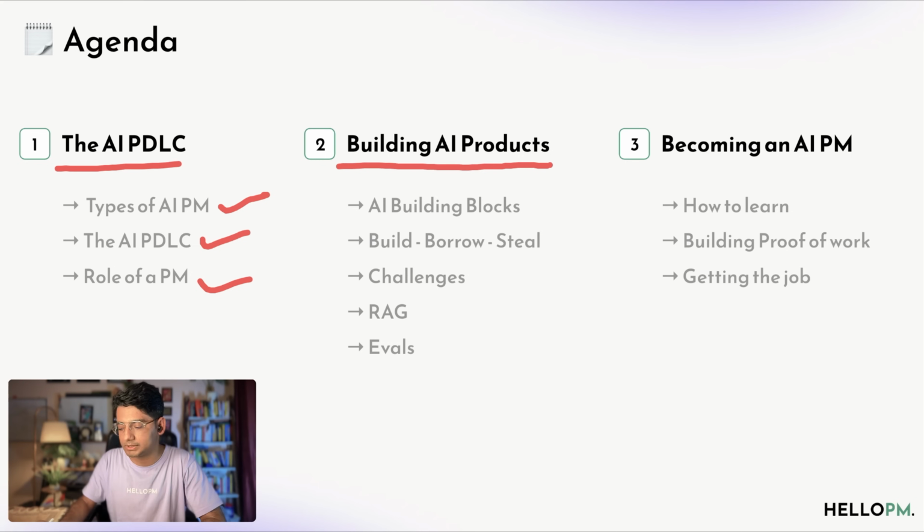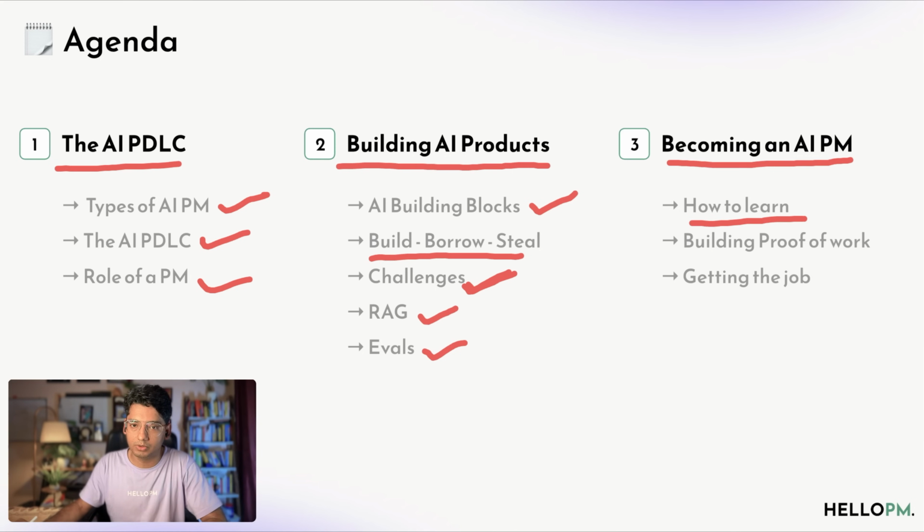By building AI products, I mean what are the different kinds of building blocks. We are going to take some examples from Notion, Atlassian, Stripe, and multiple others. Then we'll talk about common challenges that we face while building AI products. Then we'll talk about how RAG and evaluations can help you solve these challenges. And eventually, I'm going to talk about how you can become an AI product manager.